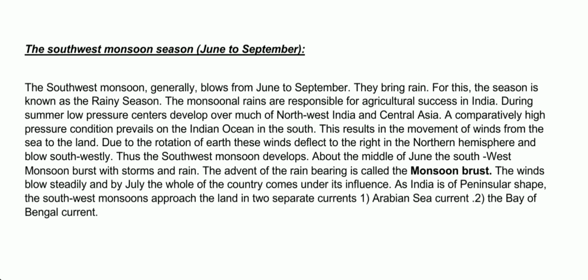About the middle of June, the southwest monsoon bursts with storm and rain. The advent of the rain-bearing wind is called the monsoon burst. The winds blow steadily, and by July the whole of the country comes under its influence. As India is of peninsular shape, the southwest monsoon approaches the land in two separate currents: number 1, the Arabian Sea current, and number 2, the Bay of Bengal current.